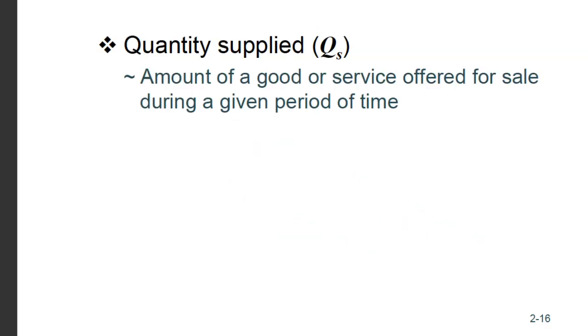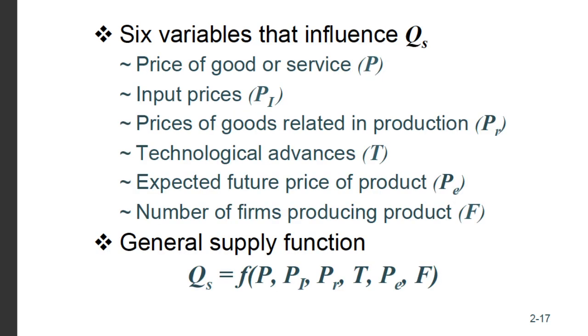Okay, so talking about supply. These are the factors that influence supply, quantity supplied. The price, and you can think about the effect on the quantity supplied, and we'll talk about those in a bit. Input price, prices of goods related in production, technological advances, expected future price of the product, and the number of firms producing the product.